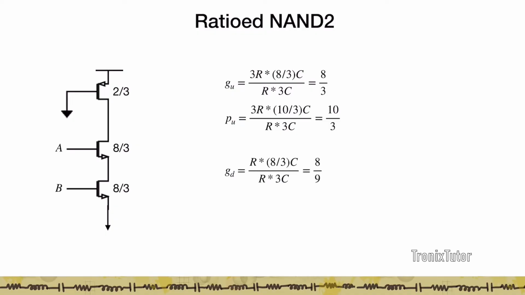If you look at the pull down transition, it has a logical effort of close to 1, which is much better than the static NAND2 logical effort, and the parasitic delay associated with the pull down is going to be 10/9, which is again close to 1. So here you see that the NAND2 in pull down works better in a ratioed circuit. The average logical effort is 16/9 and the average delay is 20/9.